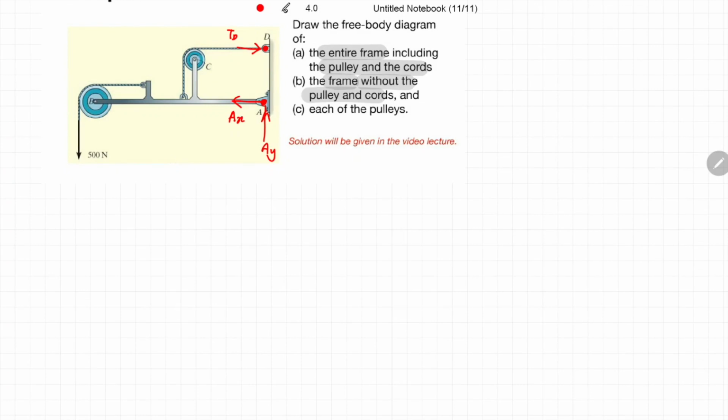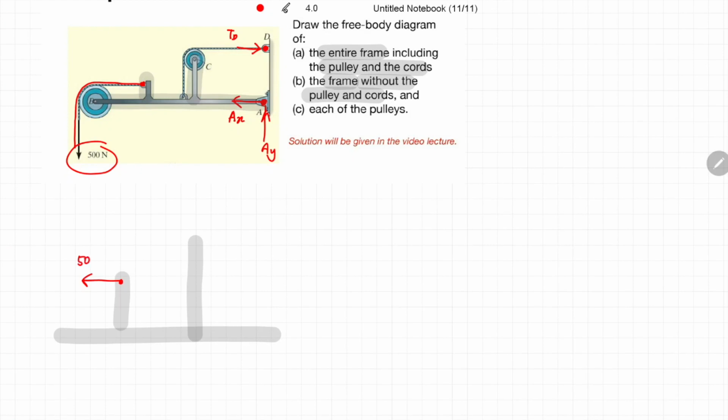As for the second question, you are required to draw the frame only, without the pulley and the cords. The highlighted region over here is the diagram of the frame. If I were to redraw the frame, it would look something like this. At this point of the frame, a cord is connected to it and the magnitude of the tension force is 500 Newton. So you can redraw the direction of the force caused by the cord like this, and the magnitude is 500 Newton. At this particular point, the frame is connected to a pulley, and this pulley is pin connected to the frame.